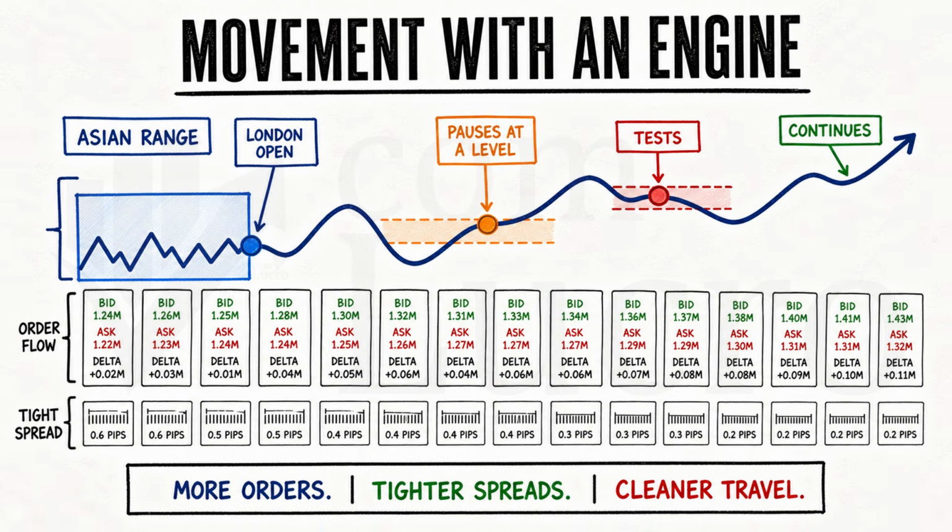Think about the London Open we just covered. Price often leaves the Asian range with purpose. There is more movement, yes, but there are also more orders, tighter spreads, and more eyes on the same levels. When buyers are genuinely stronger than sellers, the market can move, pause, test a level, and continue. That is movement with an engine behind it.